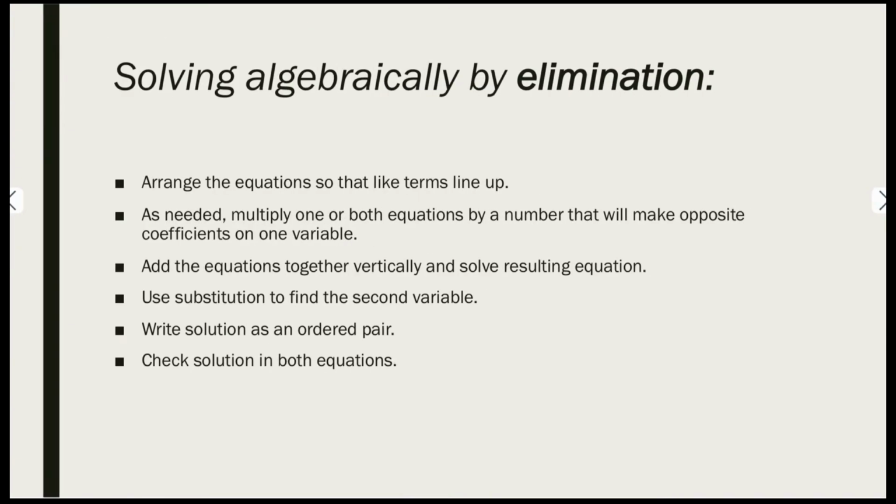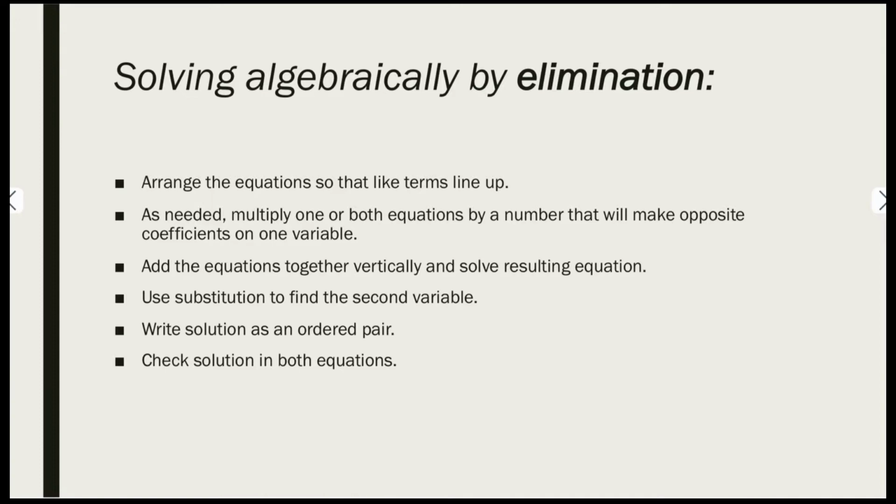The other algebraic method we can use is the elimination method. So when we're going to solve by elimination, we want to arrange the equations so that the like terms line up. That means the x's are under the x's, the y's are under the y's, the equal signs are under each other, and the constants are under each other. If that's not how your problem starts off, then we could just move things around using addition and subtraction so that they do all line up.